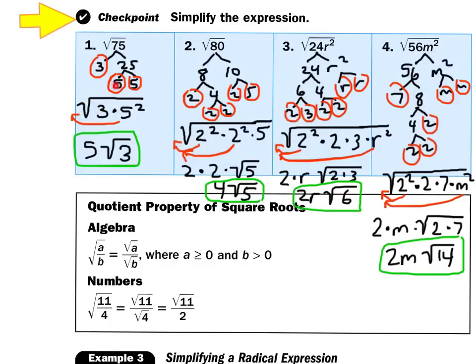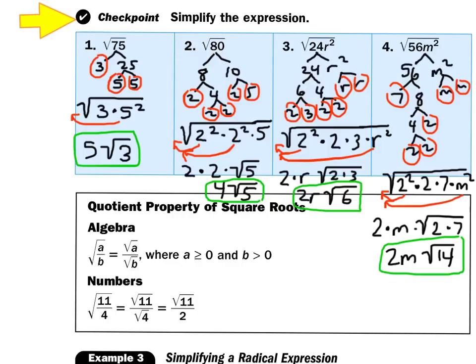Put the 3 first, and then there's a pair of 5, so put 5 to the second power. Now remember, the only numbers that come out of the radical must have that power of 2. They have to pay a price to get out. So this comes out, and it'll be 5 to the invisible 1 power times the square root of 3, and you're done.